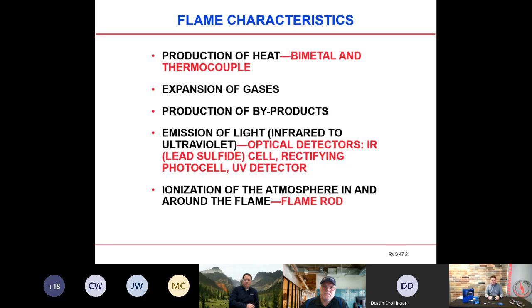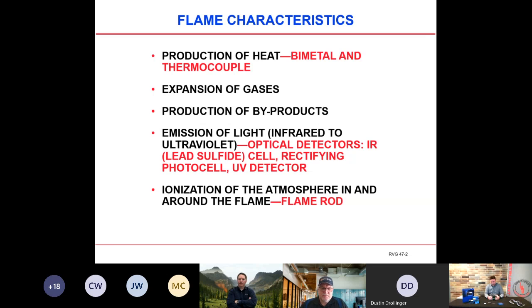The last but not least is ionization of the atmosphere in and around the flame. This is known as flame rod or flame rectification. It's pretty widely used out there in the industry, with a lot of different applications for this. It's a pretty foolproof method of measuring the flame as long as you have the correct things in place in order to make that happen in the correct manner.